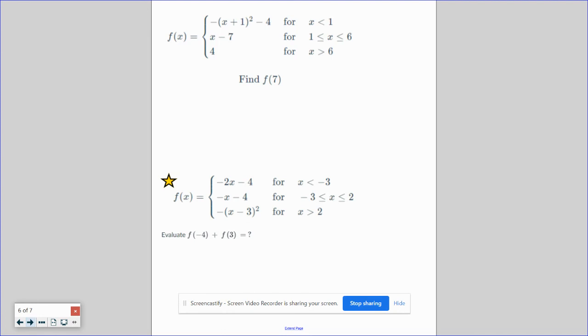All right, more EOC style questions, guys. So we definitely want to make sure we have these under our belt and understand what's going on. This is f of 7. So this is when x equals 7. Which one of these functions do we want to use?